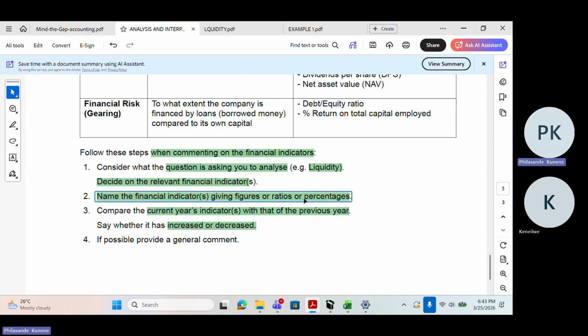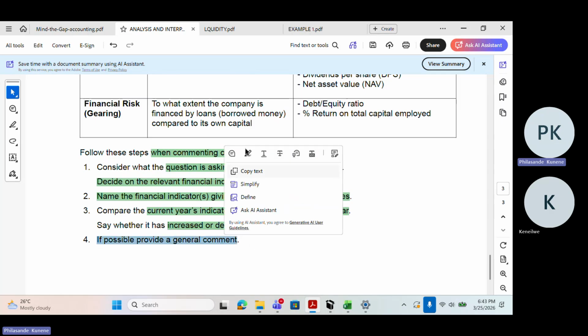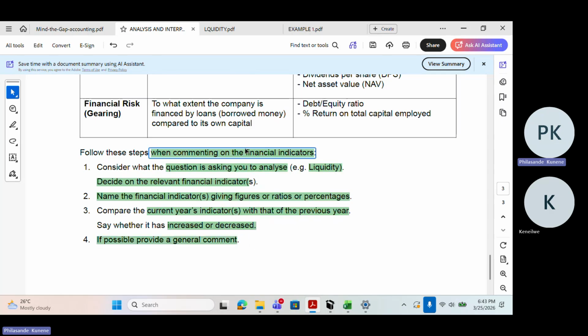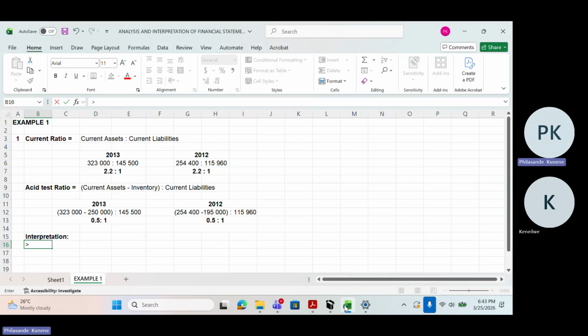Number 2, naming the financial indicators giving figures or ratios, you do when you are only talking about one year. But if you're talking about two years, you go to number 3, where you compare the current year's indicators with the previous year's, say whether it has increased or decreased, and then if possible, provide a general comment on the consequences of the increase or decrease. Now let's talk about the current ratio.